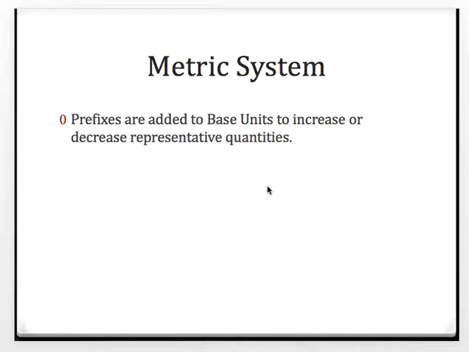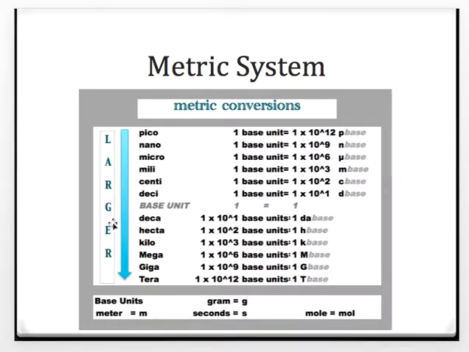There are prefixes that we can add to the base units that either increase or decrease the unit that we have, and these are all the ones that you're probably going to have to deal with in chemistry. I put some base units down here at the bottom, but these are all of your metric prefixes. I did put this on It's Learning. It's one of your resources in the folder, and there's also a Quizlet there if you want to use that to help study these prefixes.